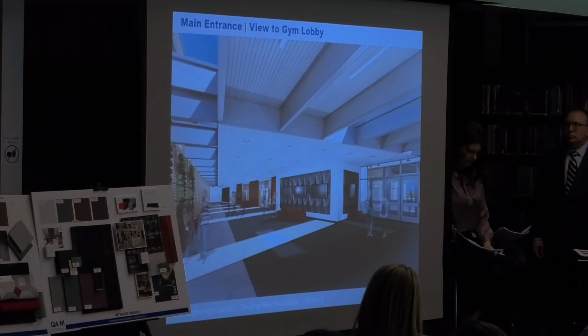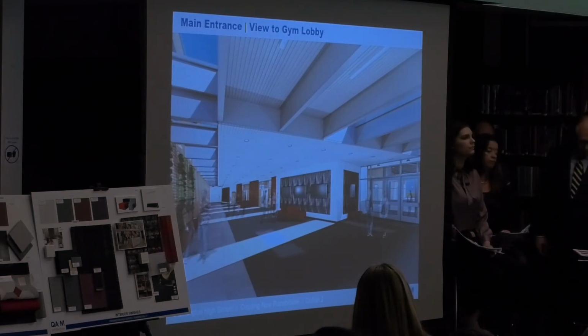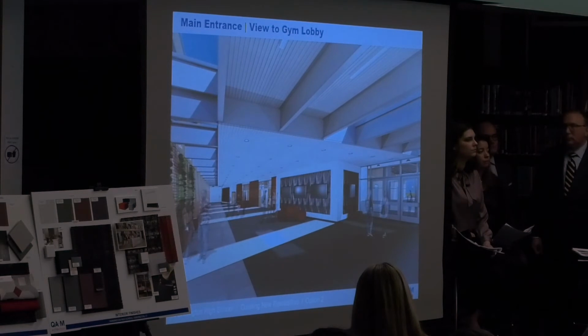So as soon as you enter, now this is the main entrance right here. Enter into the lobby. To the left is the auditorium, a pre-function space, the gymnasium. And therefore, it's really an extension of the lobby itself. What you'll notice is we introduced some skylights so that we brought natural light throughout this building. All the materials are durable materials. We want this space to really function well.